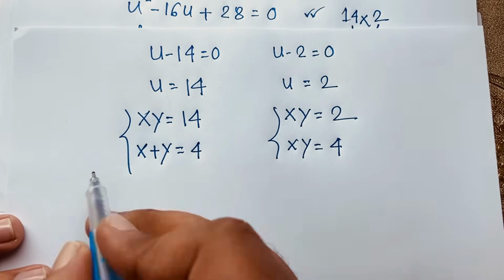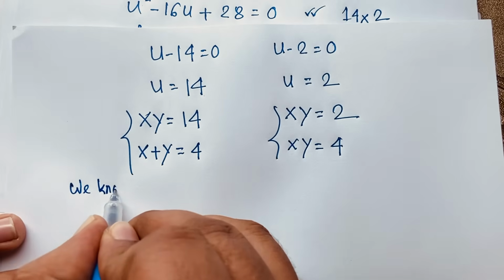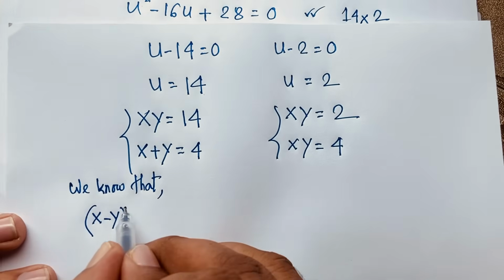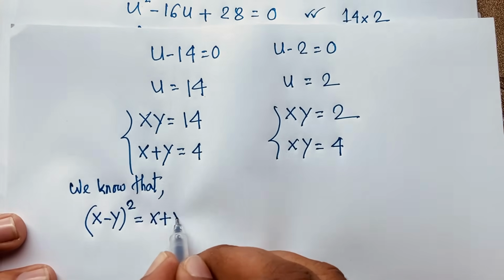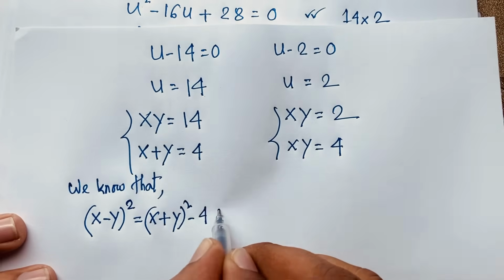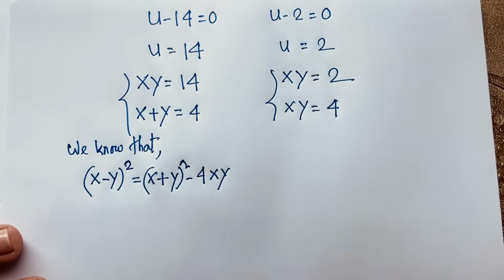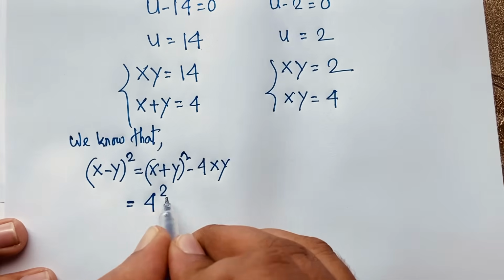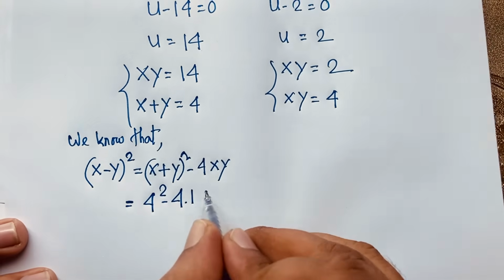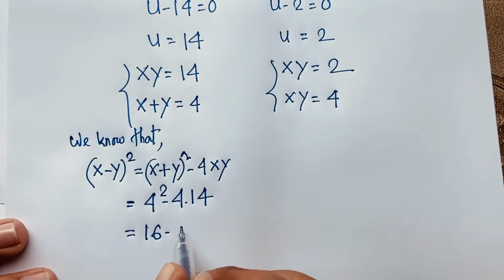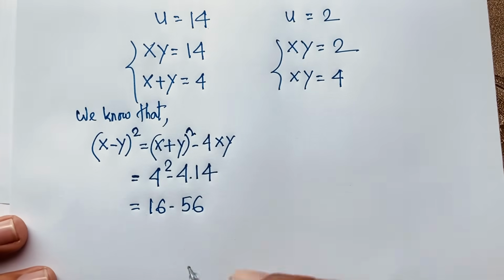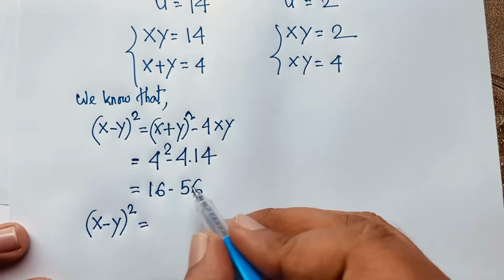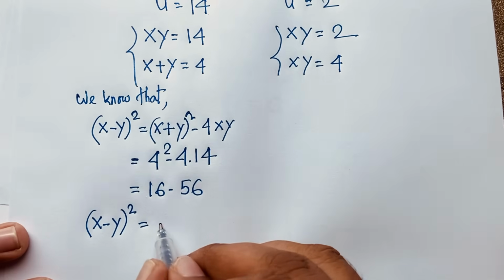So you can easily know that x minus y, this algebraic formula, whole to the power 2, it will be x plus y whole to the power 2 minus 4xy. Now x minus y whole to the power 2 is x plus y, it will be 4 to the power 2, minus 4xy, where xy is 14. Then it will be 16 minus 56. Yes, 4 times 14 is 56. Then x minus y whole to the power 2 is 16 minus 56, it will be negative 40.